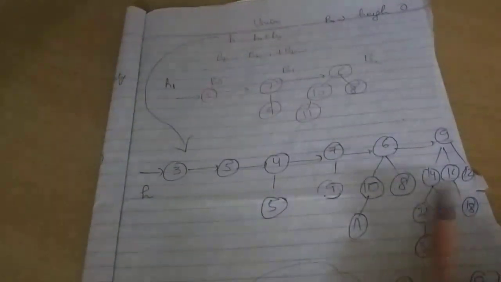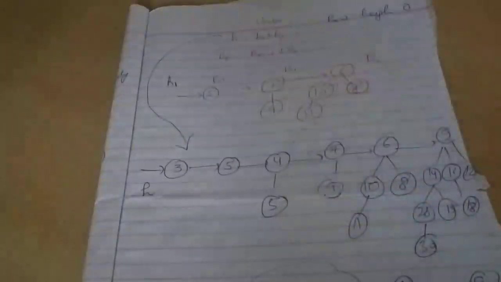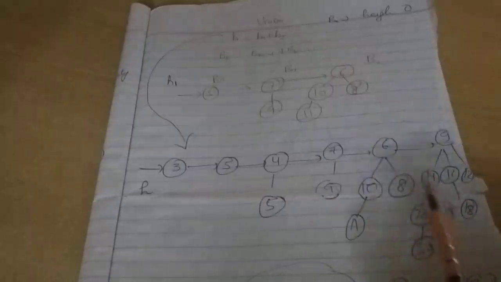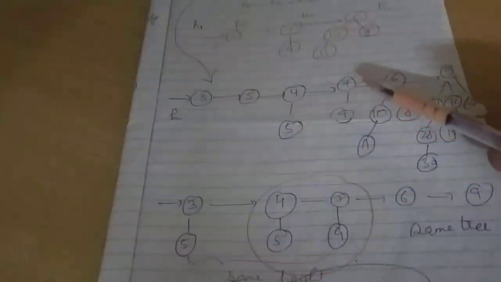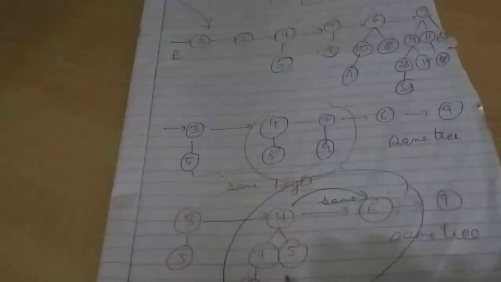So can we join these two? No, because the degree of this is 3 and the degree of this is 2. We can join these two. Yes, we can join this. After joining these two, we can start joining from the right hand direction. Can we join these two? No. Can we join these two? No. Can we join these two? Yes. So when we join these two, it will become one height, and a 2 height binomial tree would be created like this.